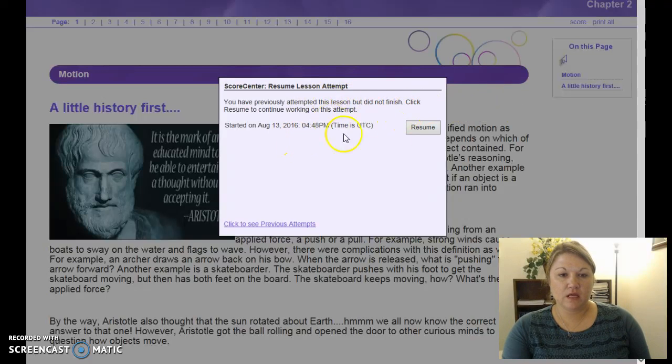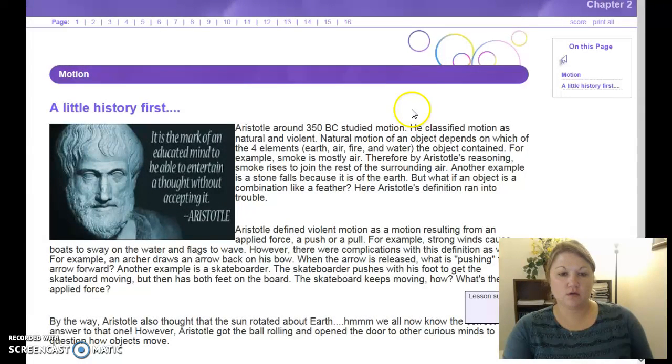Alright, again, you got your score center going on. Okay, so the first thing in Chapter 2 is we're going to get a little history first, right? Because I told you the science is all about curiosity. How does this work? How does that move? What makes it tick? Alright? So Aristotle started this ball rolling way back around 350 BC. Alright? Long time ago. So we're going to learn a little bit about his ideas.